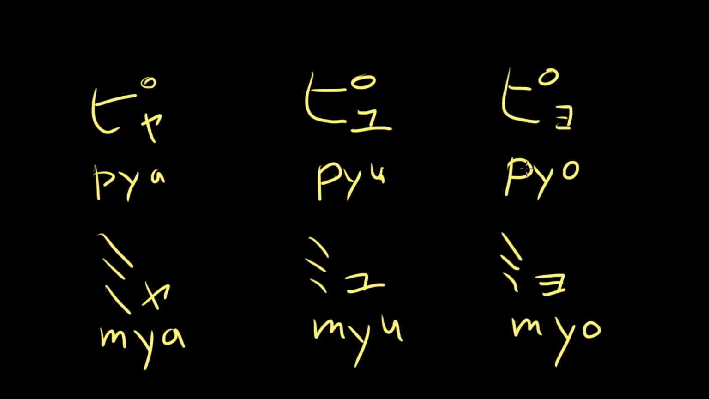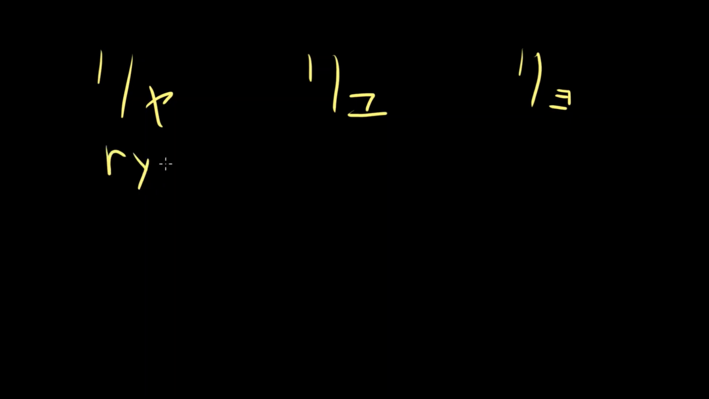Great. Okay, only a couple lines left. There's rya, ryu, ryo. So rya, ryu, ryo, rya, ryu, ryo. So I think that's it. Yes, it is. Rya, ryu, ryo. Now, there's a couple other things that we can do in katakana.